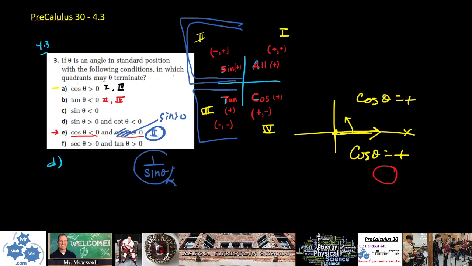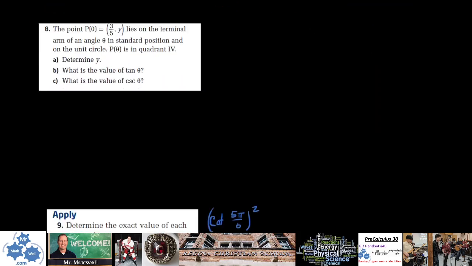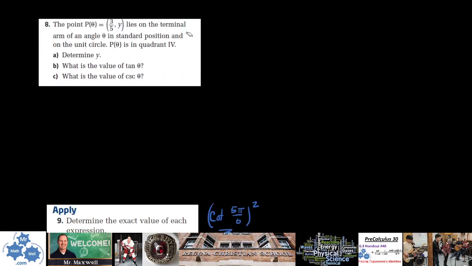Okay, let's move on. That's enough for 3. Someone asked about 8 as well here. So let's take a look at 8, and we'll do 8 and 9, and then it should be good for today for covering some of this homework. So question number 8, the point P of theta, and that is 3/5 and y, the y is unknown, lies on the terminal arm of an angle theta in standard position on the unit circle, quadrant 4. Okay, it's very important. So it's in standard position on the unit circle, and it's in quadrant 4.